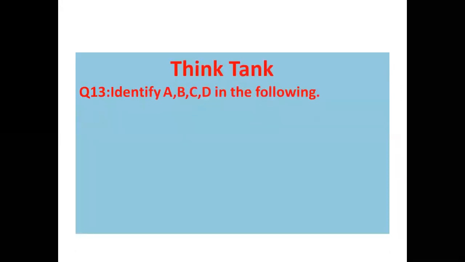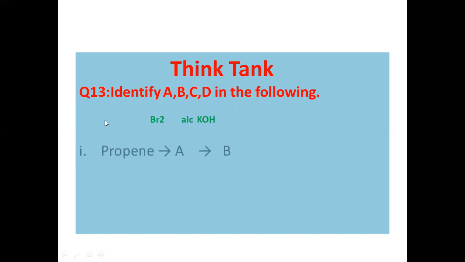We will do question number 13 and 17 from Think Tank according to the reduced syllabus pursued by the Federal Board. The question number 13 is identify A, B, C, D in the following. The first one is propene. After bromination it is converted into A, and after reaction with alcoholic potassium hydroxide, A will be converted into B. So what is A and B? We have to identify A and B.